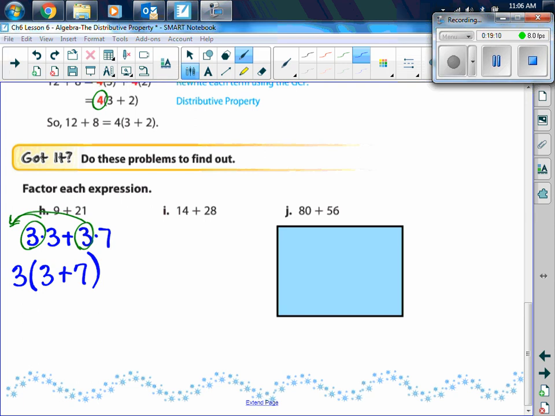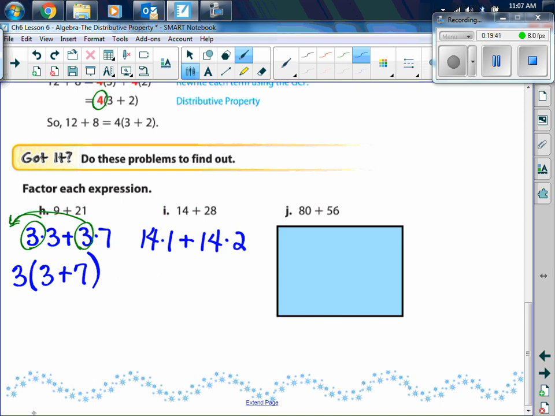What is the greatest common factor of 14 and 28? It can be better than 7. It can be better than 2. 14. Very good. So, 14 will be rewritten as 14 times 1. Right? And then 28 will be rewritten as 14 times 2.